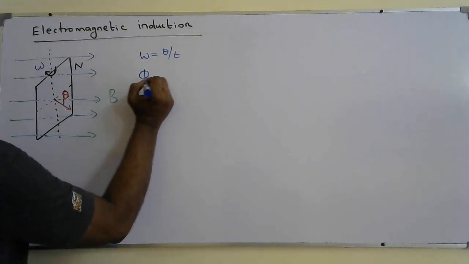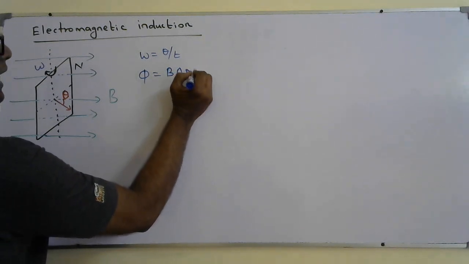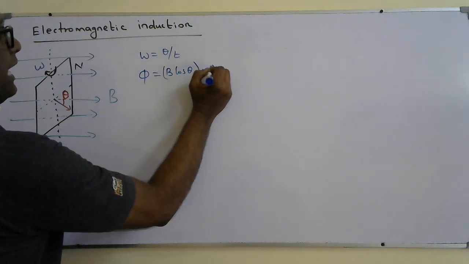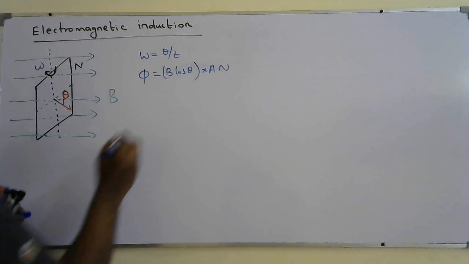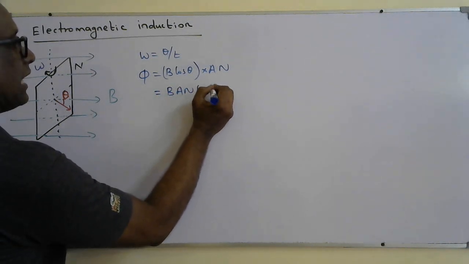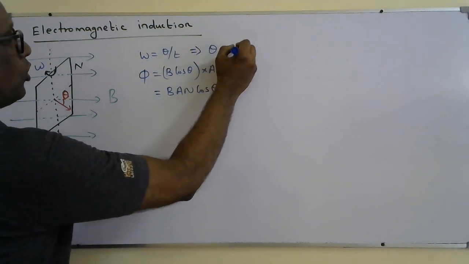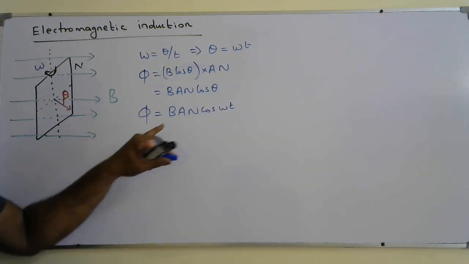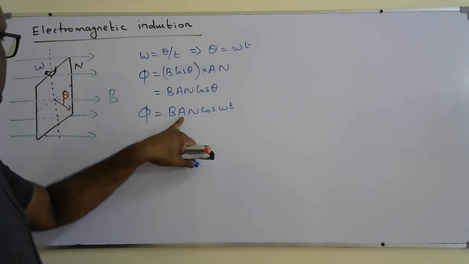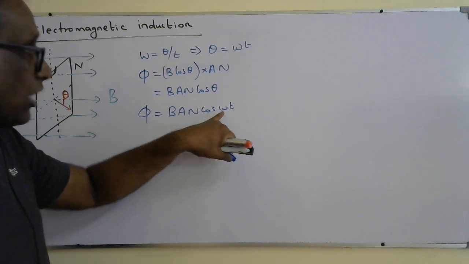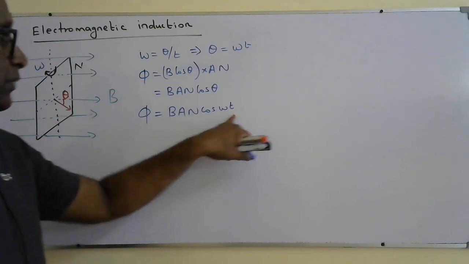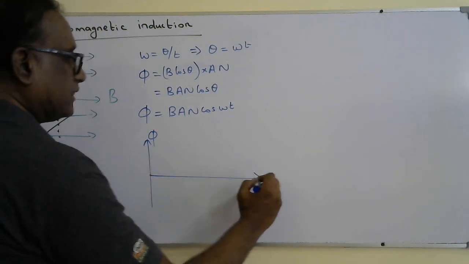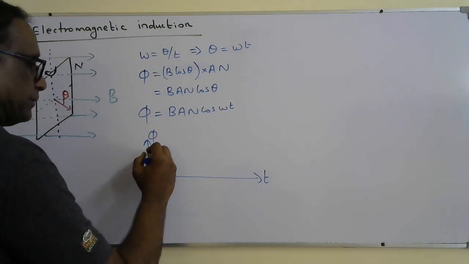At this instant, the magnetic flux linkage with the coil is phi equal to BAN, but we need to consider the perpendicular component. So B cos theta into A into N, so I can say phi equals BAN cos theta. But theta is equal to omega t, so phi is equal to BAN cos omega t. So for a given constant uniform magnetic field strength, if the area of the rectangular coil is constant, N is constant, and angular speed is constant, phi varies with time according to a cosine graph. When t equals 0, it will be maximum, so it's a cosine graph.